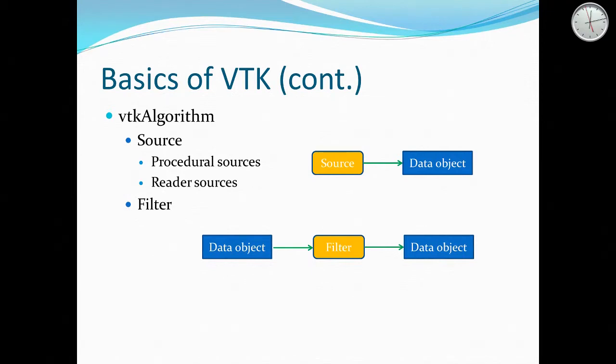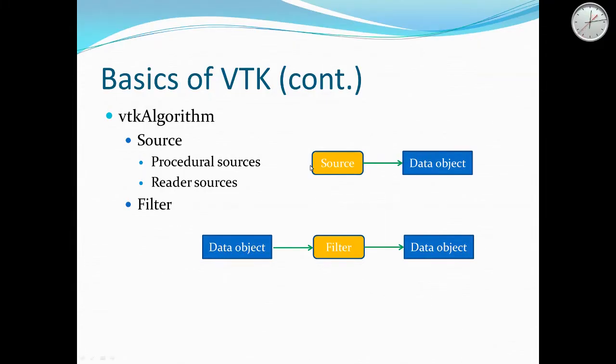There are two major sources. One is data file readers. That means you can read your data from some file, like later on we will see. The other is to create basic primitives like a cone, cylinder, or cube by specifying some parameters like height, width, or radius. We refer to those as procedural sources. So you can see the picture here.